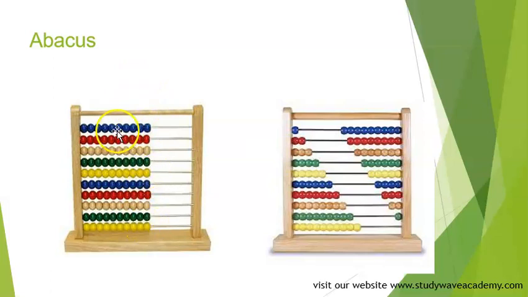In each row, we have 10 beads each. So when you want to count a number, you move the beads. Okay? Did we get that? The way we did there, when we wanted to count number 1, we moved 1 bead. So each row has 10 beads. So you move the beads according to the numbers you want to count. Okay? Good.